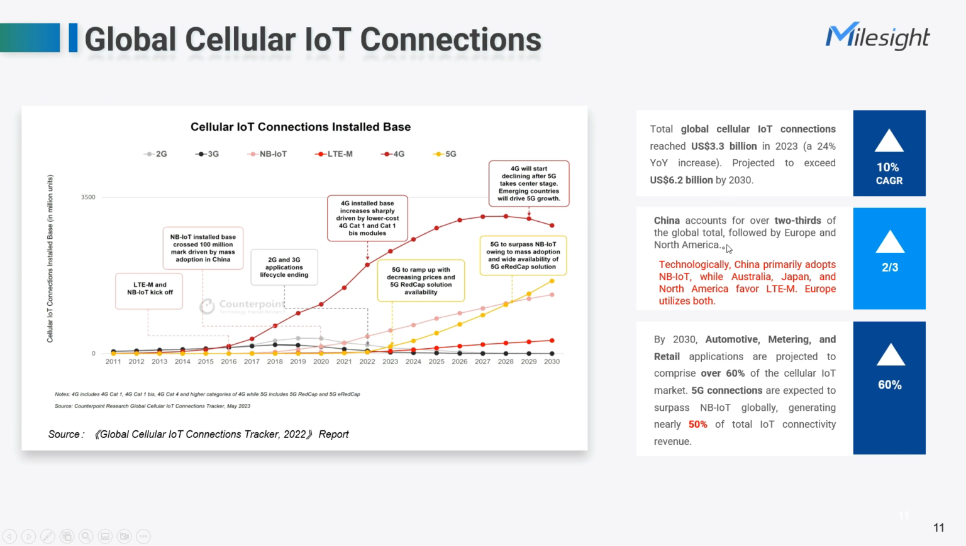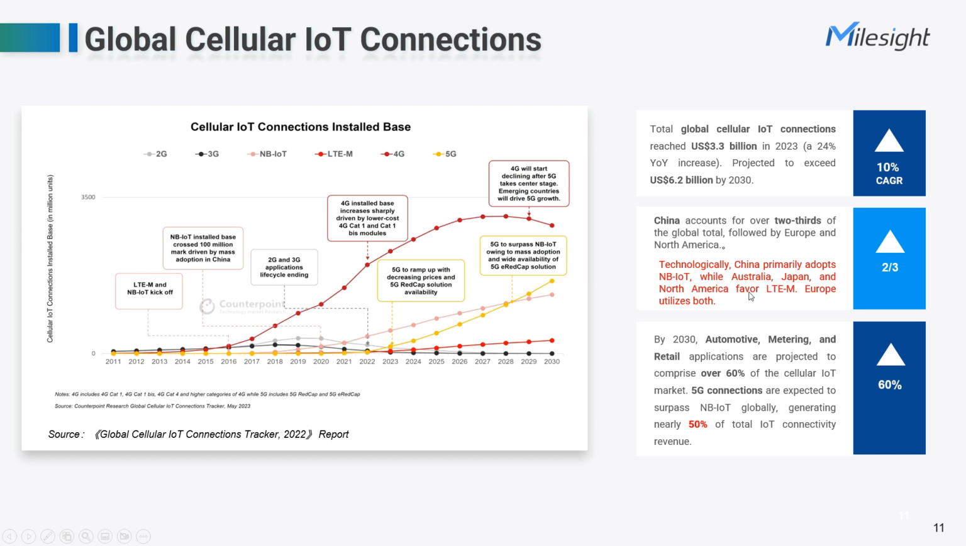So what's driving all this growth? It's really coming from the widespread adoption across key sectors like utilities, automotive, industrial, retail, and healthcare. Now, if we look at the geographic breakdown for 2022, China is the undisputed leader here, accounting for over 2/3 of all global connections. They're followed by Europe and then North America.